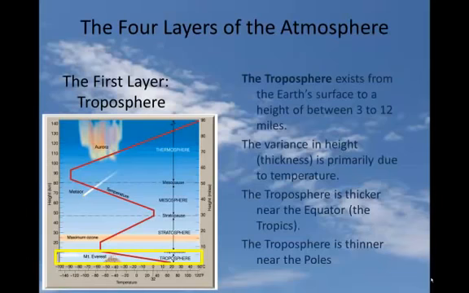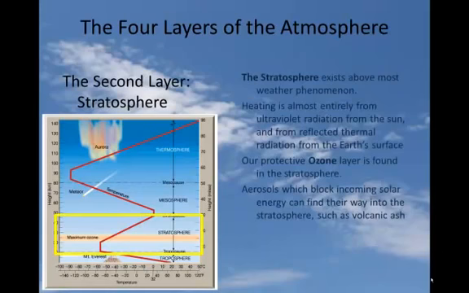So we've got a troposphere that's thin at the poles and thick at the equator. The stratosphere exists above most weather phenomenon. When you look at this graphic, the stratosphere basically begins, and the graphic is sort of in the way, but it's about 12 miles above the surface of the Earth. So 12 times 5 is about 60,000 feet.